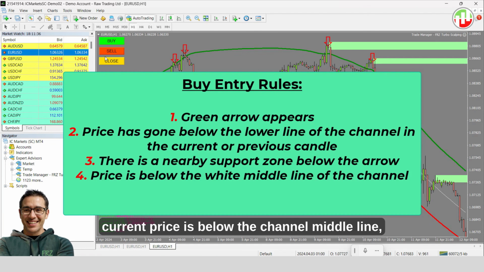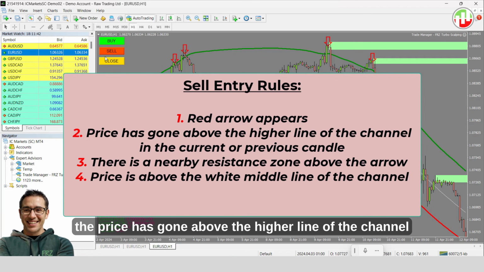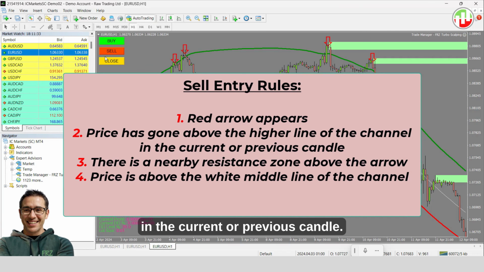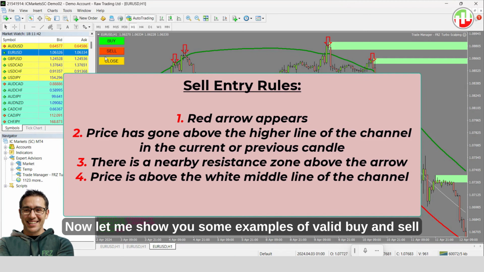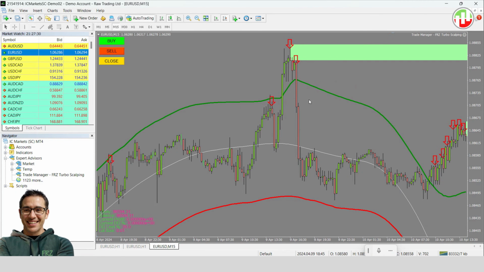Current price is below the channel middle line. And the sell rules are: the red arrow appears. The price has gone above the higher line of the channel in the current or previous candle. There is a nearby resistance zone above the red arrow. Current price is above the channel middle line. Now let me show you some examples of valid buy and sell entries. Here is a valid sell entry.